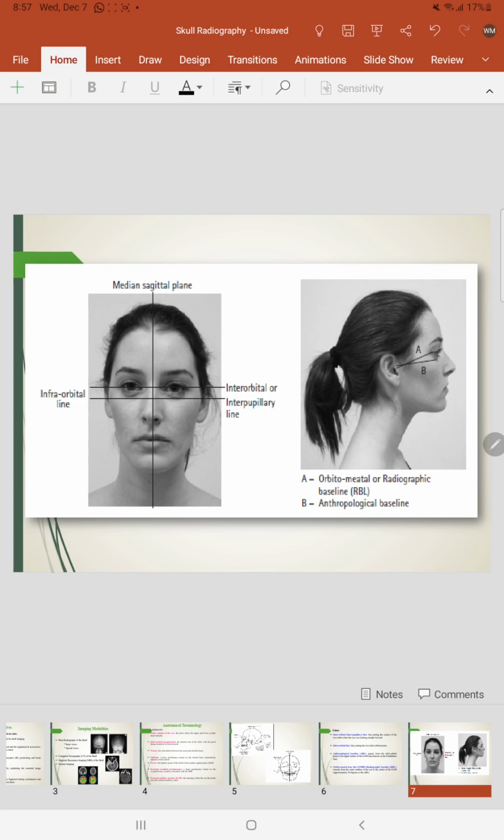See these pictures. Look at all these lines. This is the median sagittal plane, interorbital or interpupillary line. This is the infraorbital line. See, this is A. The A line is the orbitomeatal or radiographic baseline. The B line is the anthropological baseline.